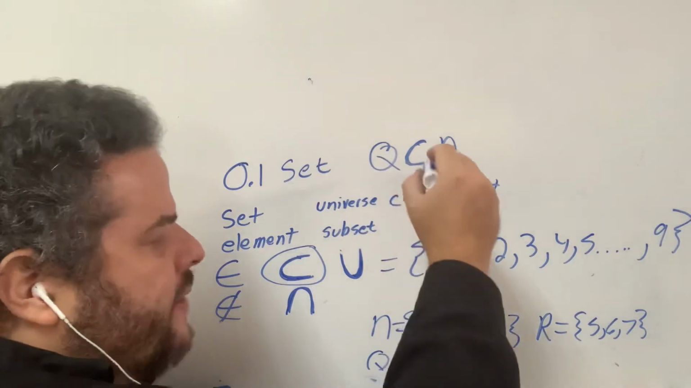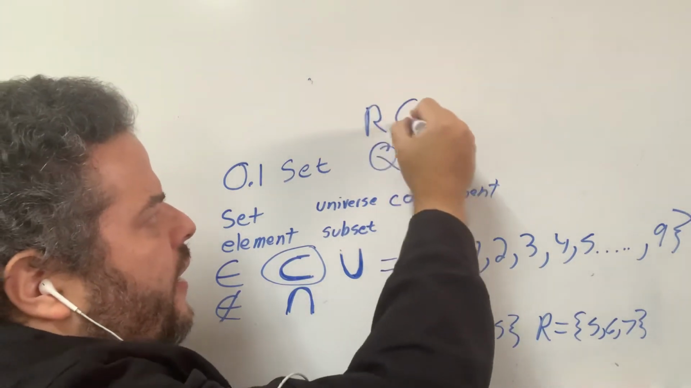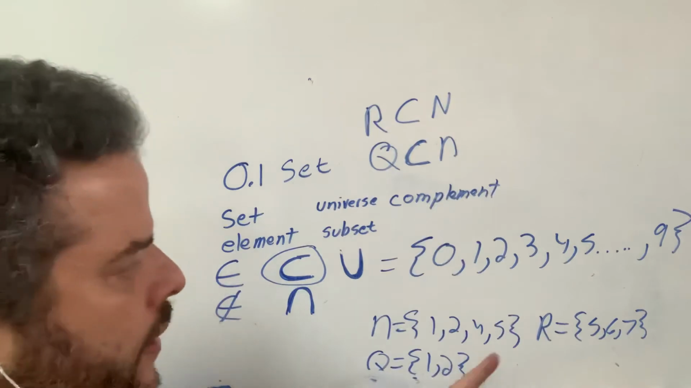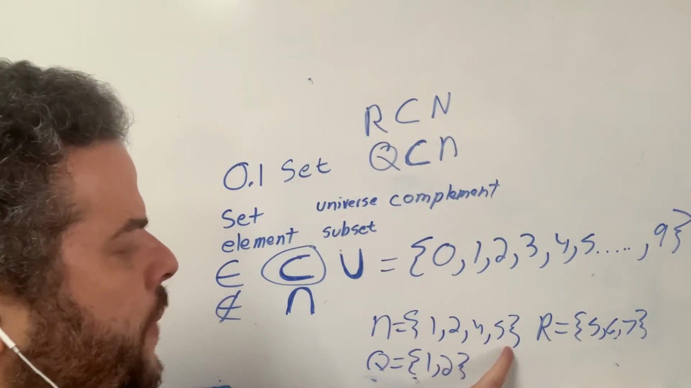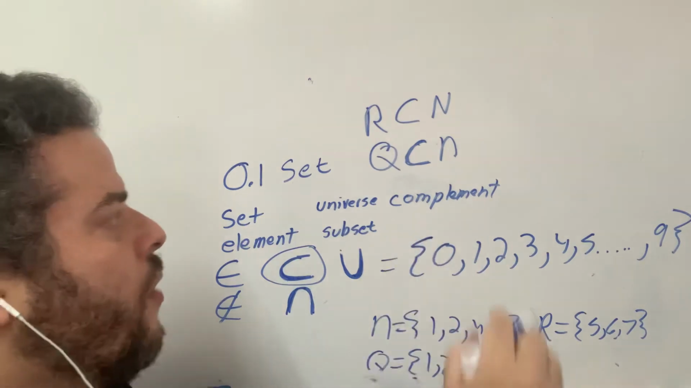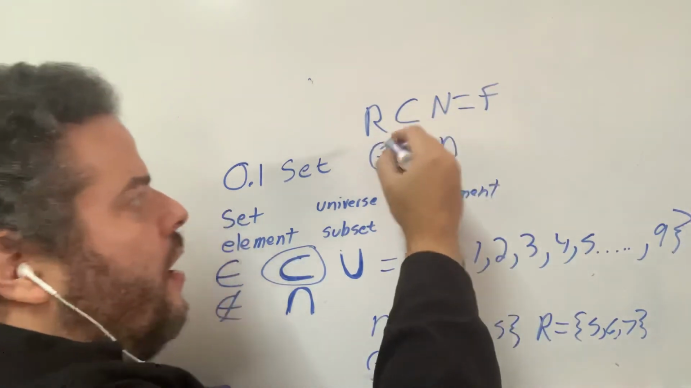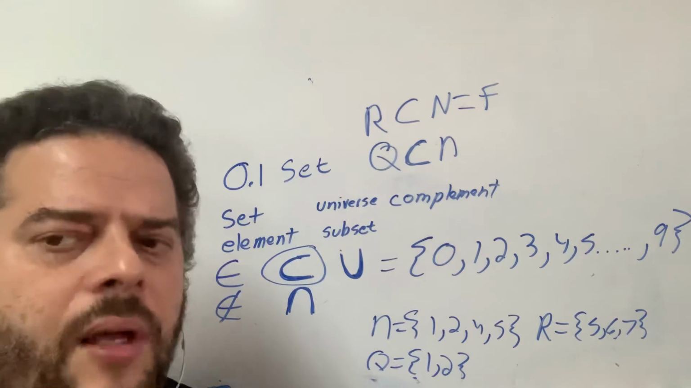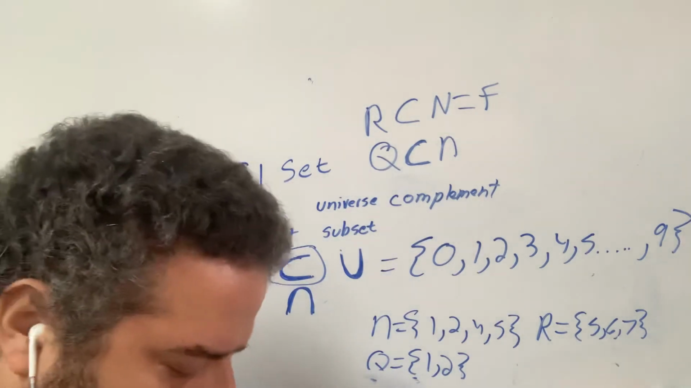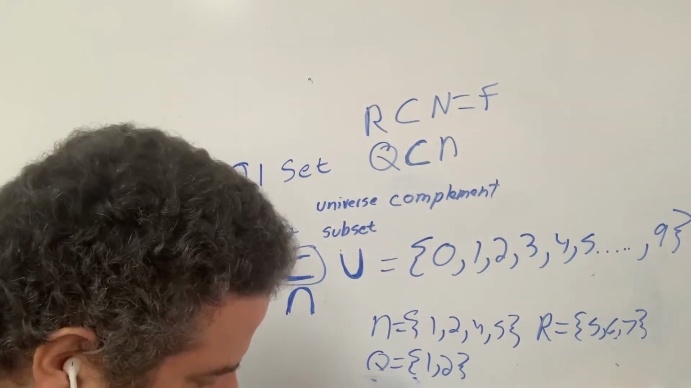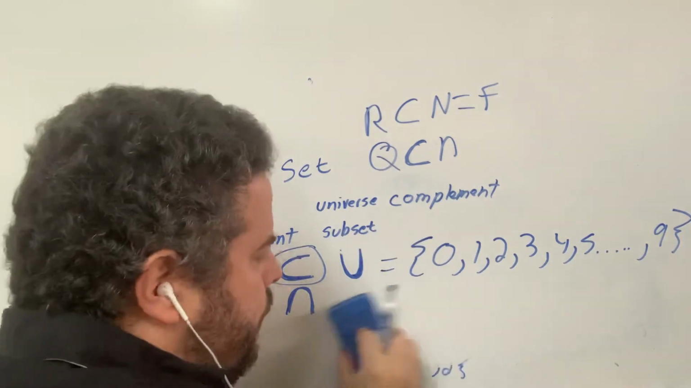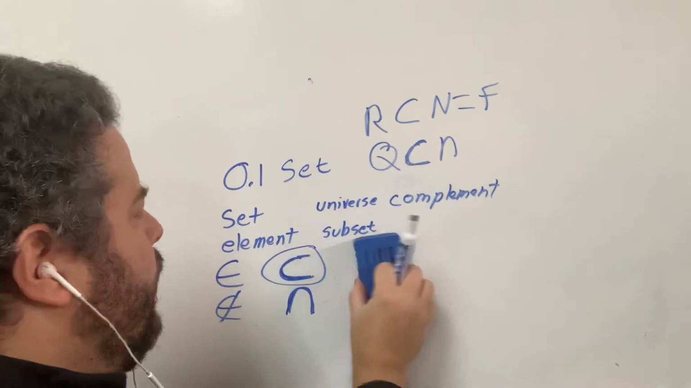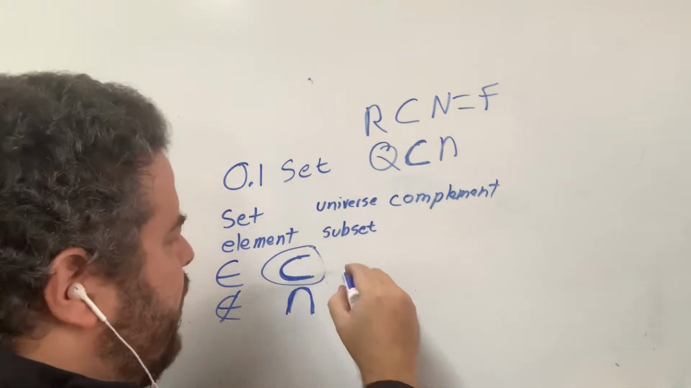Now, if I were to ask, is R a subset of N? R is 5, 6, 7, and N has 5, but it does not have 6, 7. So this would be false. R is not a subset of N. And that is pretty much it for subset. Now to finish, we're just going to go over union and intersection.